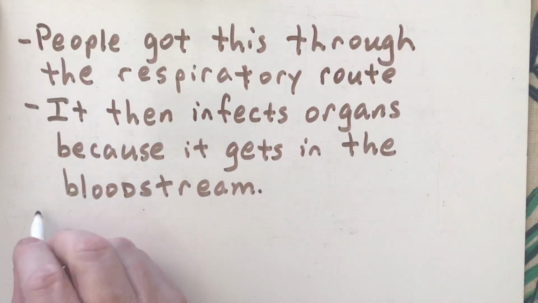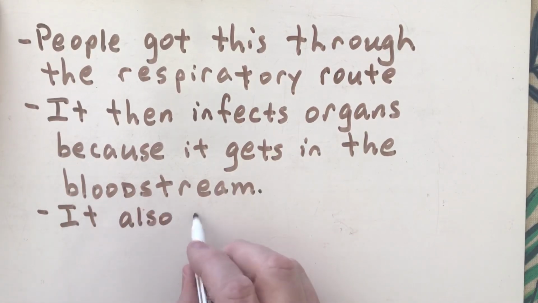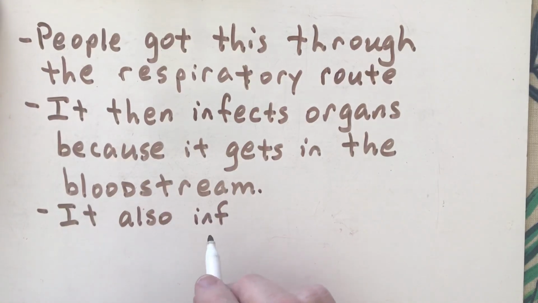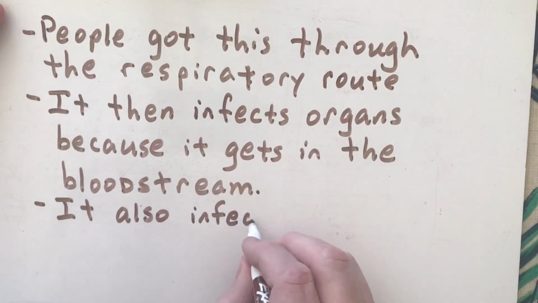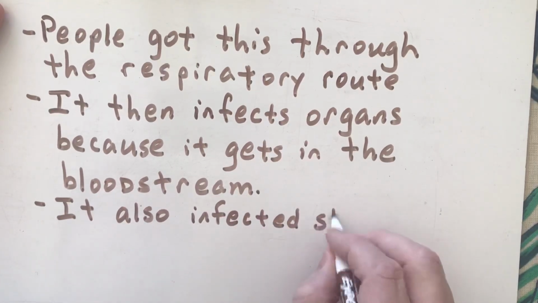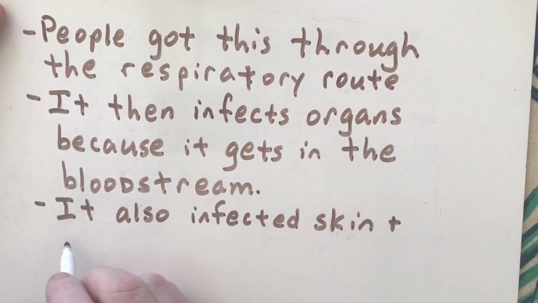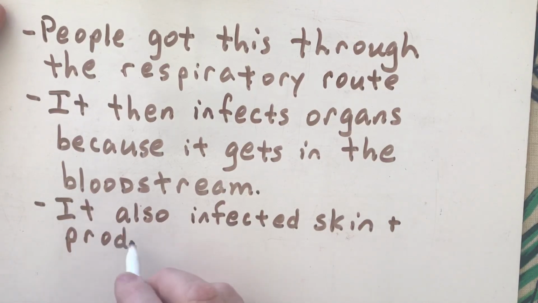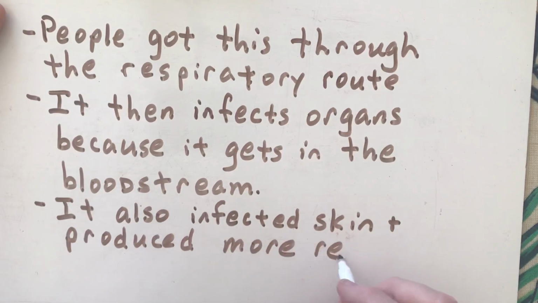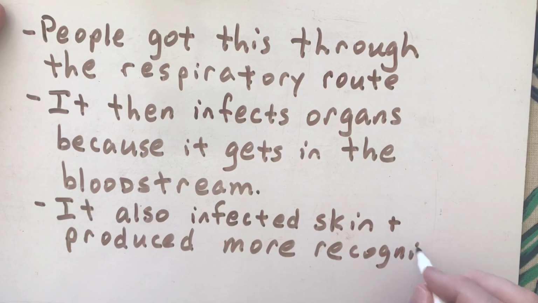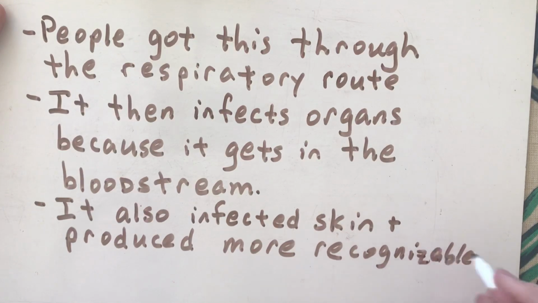Okay? It also affected the skin. And this was the characteristic sign, because pox are basically like pustules on the skin. So it also infected skin. Okay? So it also infected skin and produced the more recognizable symptoms, the pox. This is a Z. I'm writing kind of sloppy here. Recognizable symptoms.